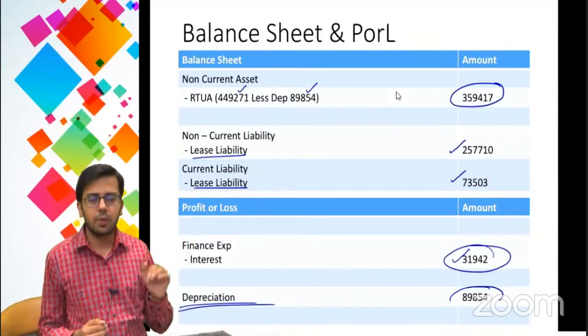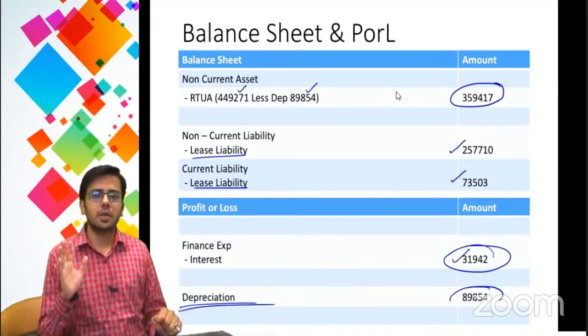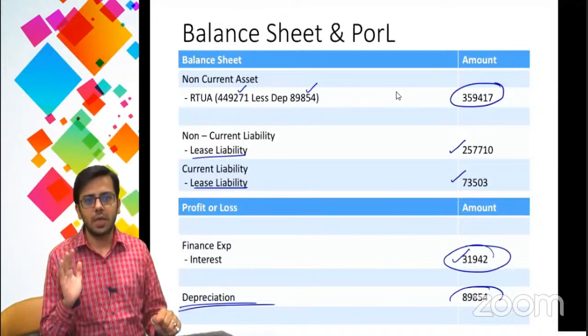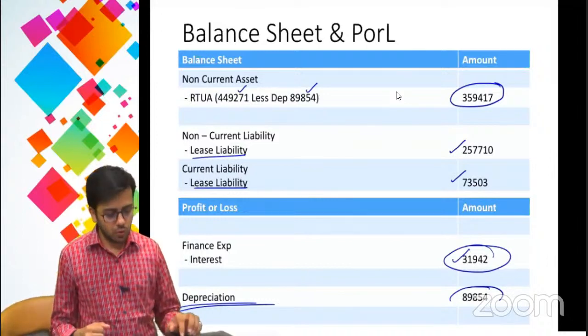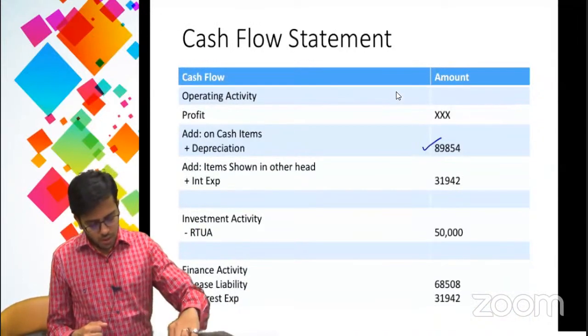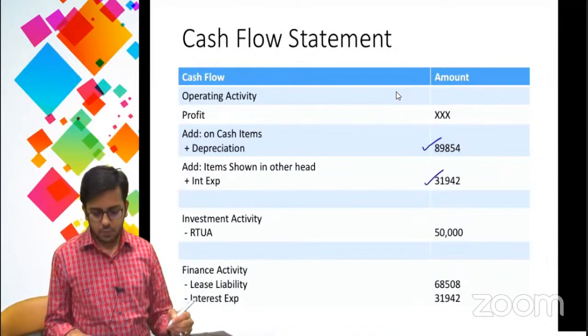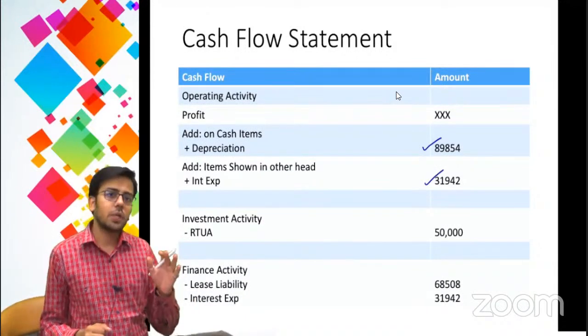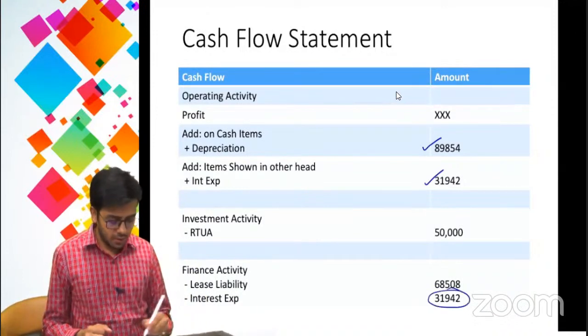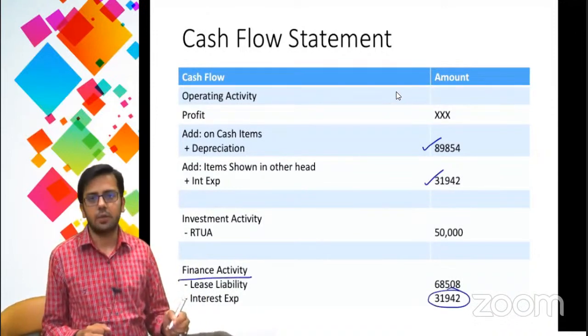And loans are something that are shown under the head financial activity, right? We show it under financial activity. So that is where we are going to show it. So interest will be added back here, and then we will show it later under the head financial activity.